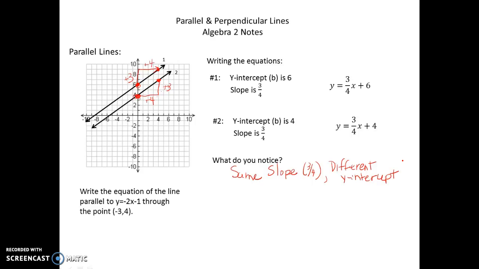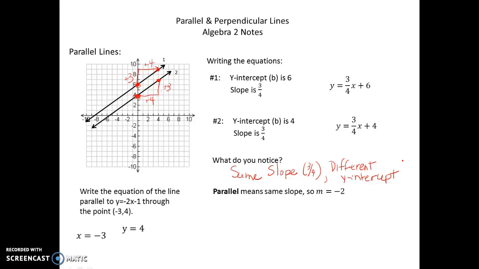The other thing that we're going to do is, given the equation of a line, write the equation of a parallel line to it. In this case, it says write the equation of the line parallel to y equals negative 2x minus 1 through the point negative 3, 4. So the first thing that we need to do is realize that parallel lines means the same slope, so our m equals negative 2.